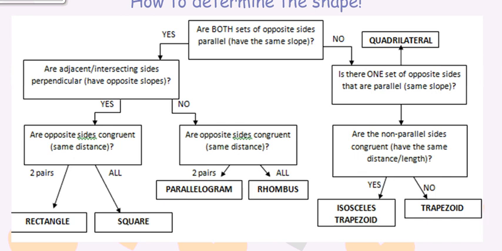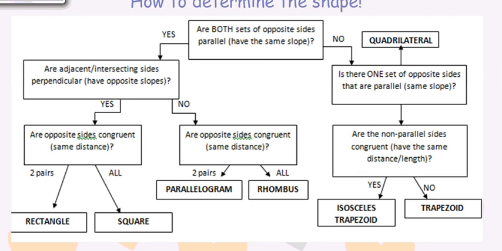So if we go yes, our next question is, are our adjacent or intersecting sides perpendicular? If they end up being perpendicular, remember that means we have that right angle being formed. So we're either looking for the rectangle or the square. And then we ask the question, are the opposite sides congruent? If two pairs of the opposite sides end up being congruent, okay, then you have the rectangle. If all four sides end up being congruent, then you have the square.